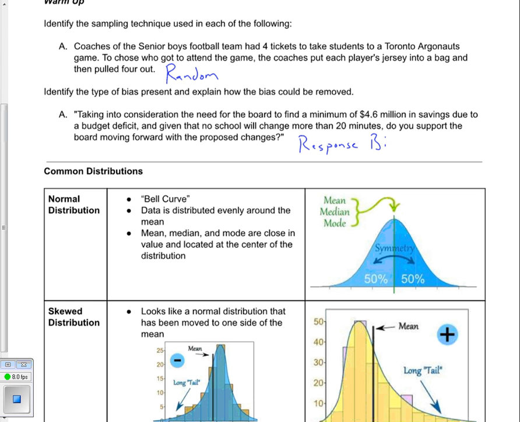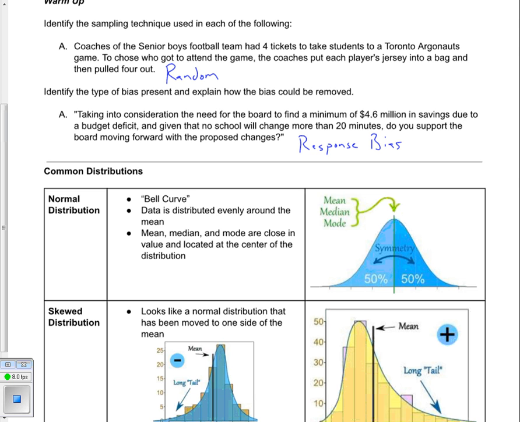in this instance, the school board's question really is, do you support the board moving forward with the proposed changes, i.e. changing the bell times for high schools, making them earlier, and starting elementary schools later? That's the question that they want. But they're prefacing it, putting this information at the front by talking about the budget deficit and how much money they need to save, and that no school is going to change more than 20 minutes, to try and influence the final result. So even the school board itself is guilty of bias when it comes to doing surveys, and that's clearly demonstrated in this particular example.